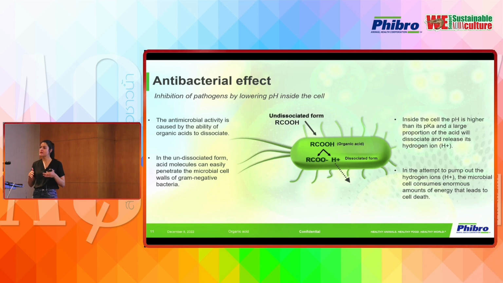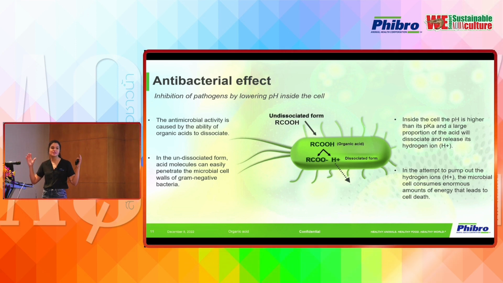So inside the cell, the acid will start to dissociate and release its hydrogen ion, and once it does that, the cell will try to push away the organic acids, and it will exhaust itself. It consumes an enormous amount of energy, so it cannot multiply, and in the end, it will die. And this is how organic acid works against microbes. Now, each pathogen we work with, and each organic acid we work with, and their different pKa values, will be more beneficial to different pathogens.